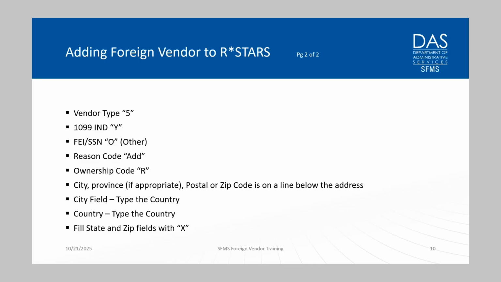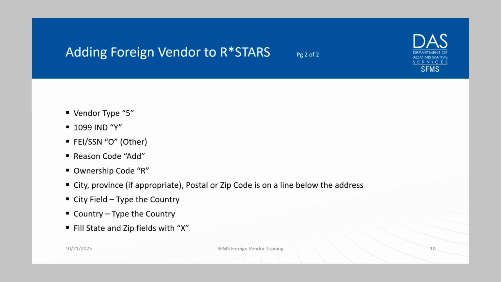You're going to put in the FEI or Social Security number as O. This is not a 0. This is O for other. So it's not going to be an S. It's not going to be an F. It's going to be an O. And then the reason code add, that's typical. Ownership code is going to be R, and R is for foreign vendor.